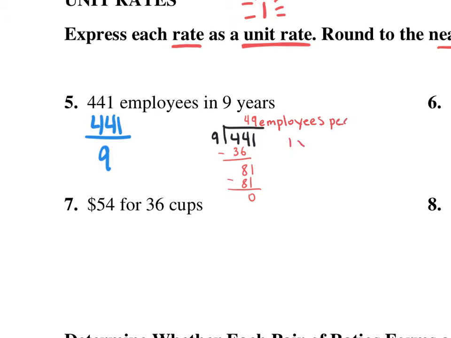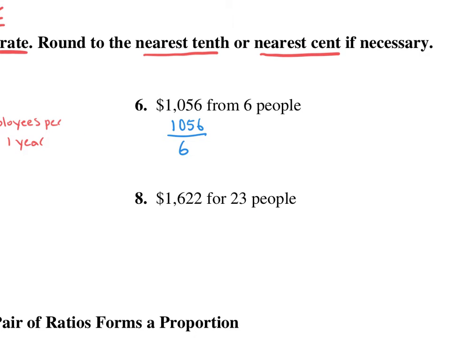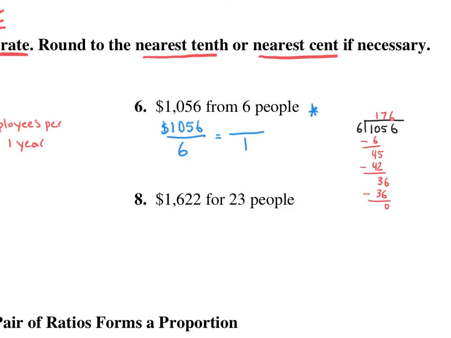For our second one, you should have set up your ratio, $1,056 for every 6 people. Pause the video and tell me what you got per every 1 person. When you did your division here, you should have gotten $176 per every 1 person.